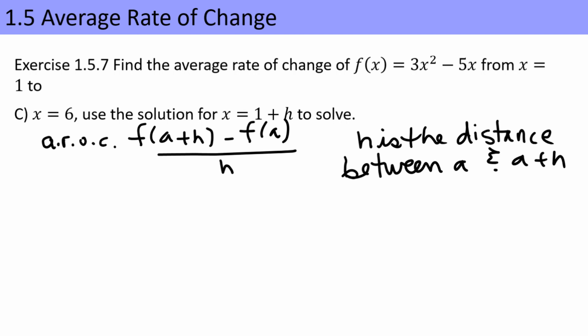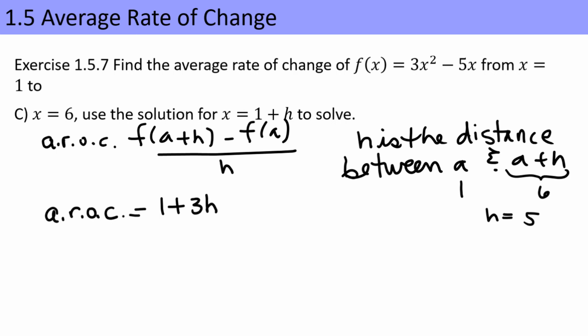So if we are going from 1 and the final point we're going to is 6, we know that h equals 5. 1 plus 5 gives you 6. Now let's use the solution from the previous problem. We found out that the average rate of change when computed was equal to the equation 1 plus 3h. We know what h is, so now we can find the average rate of change from x equals 1 to x equals 6 by replacing the h with just 5. And so 1 plus 15 will give us 16.